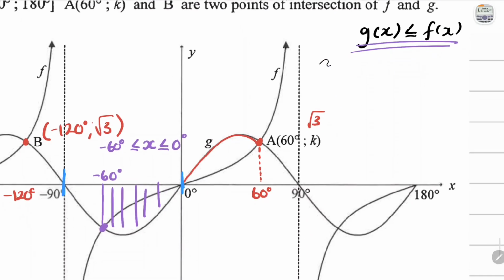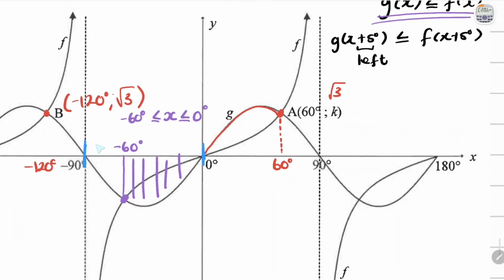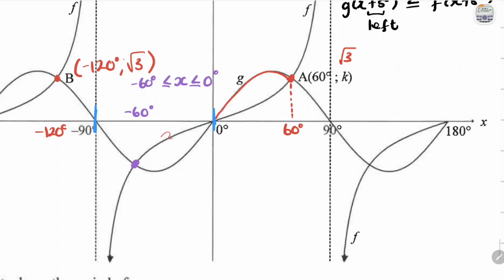But our question specifically said g of x plus 5 degrees is less than or equal to f of x plus 5 degrees. So we have to consider that shift. You see a plus, and it's adding to an x value. When you're adding to an x value, you're actually shifting to the left, not the right. When we're minusing from an x value, then we are shifting to the right. So it really just means that these graphs that we have here would have been shifted to the left by 5 degrees.